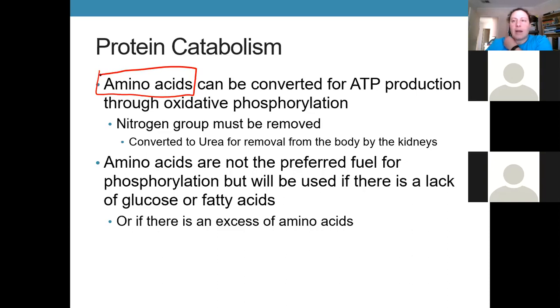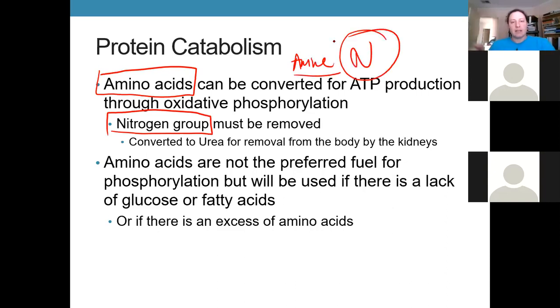Although, you know, we would rather burn glucose and fatty acids. But we'll talk about that in a second. In order to do that, we have to remove the nitrogen group. So the hallmark of an amino acid is the amine group, which contains nitrogen. But the nitrogen doesn't go in oxidative phosphorylation well. So we have to take it out. And when we remove it, we get this little guy called ammonium.